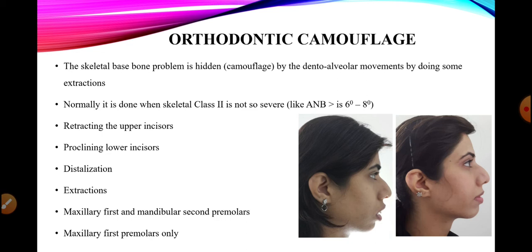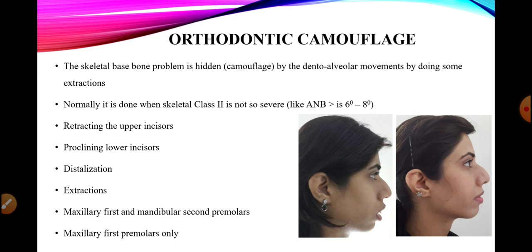For example, it is not severe, it is small, that is ANB lying between 6 to 8 degrees. The more this discrepancy, the more we have to go towards orthognathic surgery. So what we are going to do in cases of orthodontic camouflage, when it comes to class 2 division 1 malocclusion, is that we have to retract the upper incisors, or we have to proclinate the lower incisors in order to make a class 1 incisor relationship.